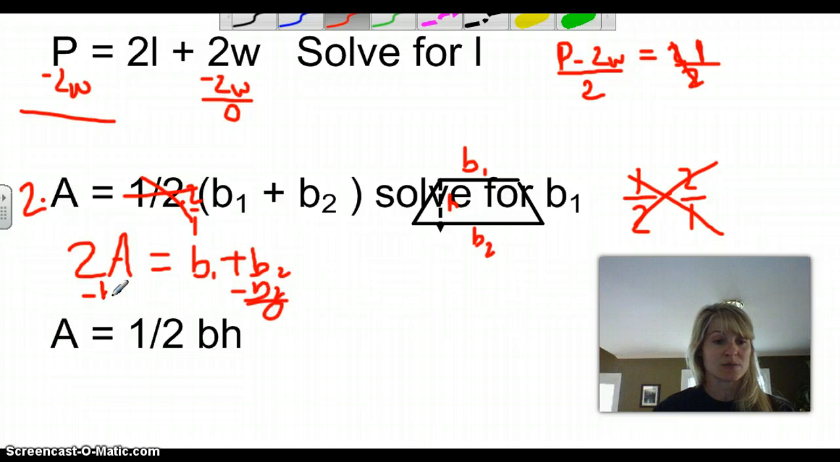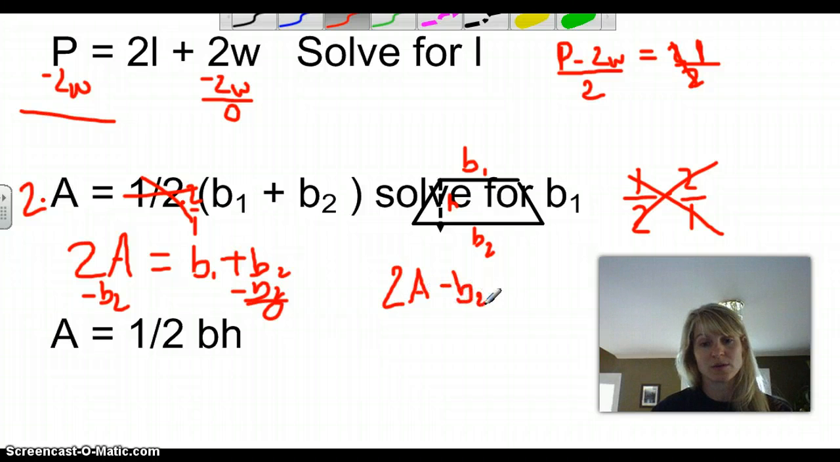And then we subtract b sub 2 here, and again there's no like terms, so that's going to become 2 times the area minus b sub 2 would equal base 1, or b sub 1. Okay, so all you're doing is solving for what they tell you to and getting rid of everything around it.